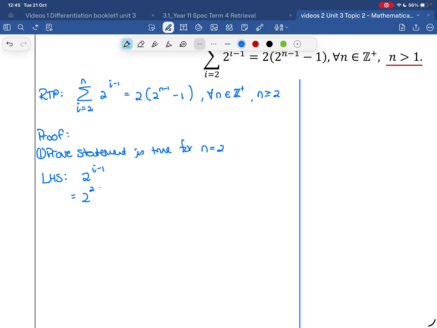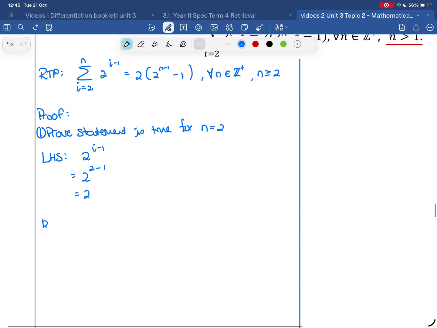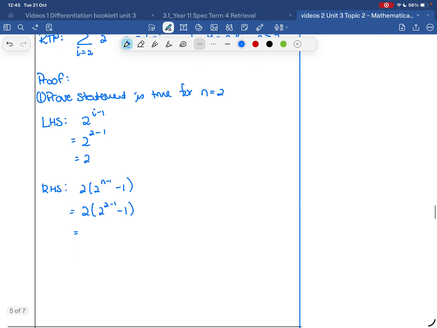Okay, so our left-hand side says that 2^(i-1) is equal to 2^(2-1), which is equal to 2. And our right-hand side, which is 2 times (2^(n-1) - 1), is going to be 2 times (2^(2-1) - 1), which is 2^1, which is 2, minus 1, is 2, and that's equal to my left-hand side. So therefore, my statement is true for n equals 2.